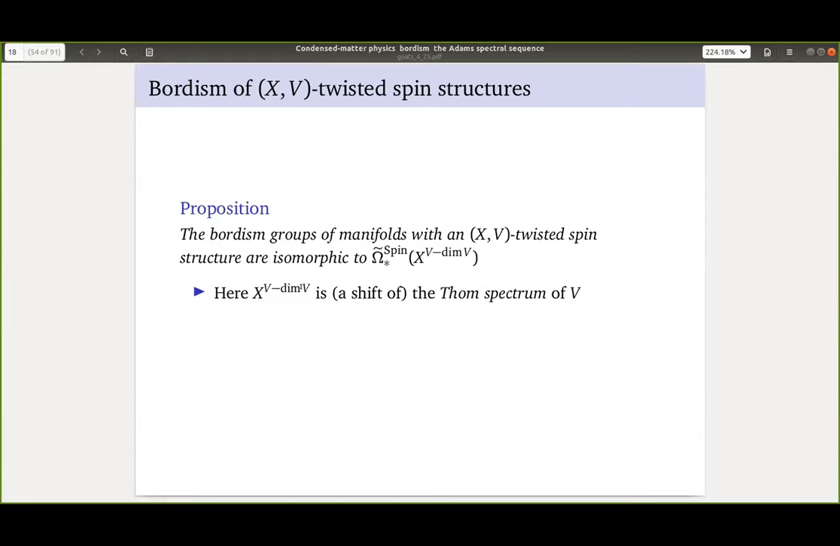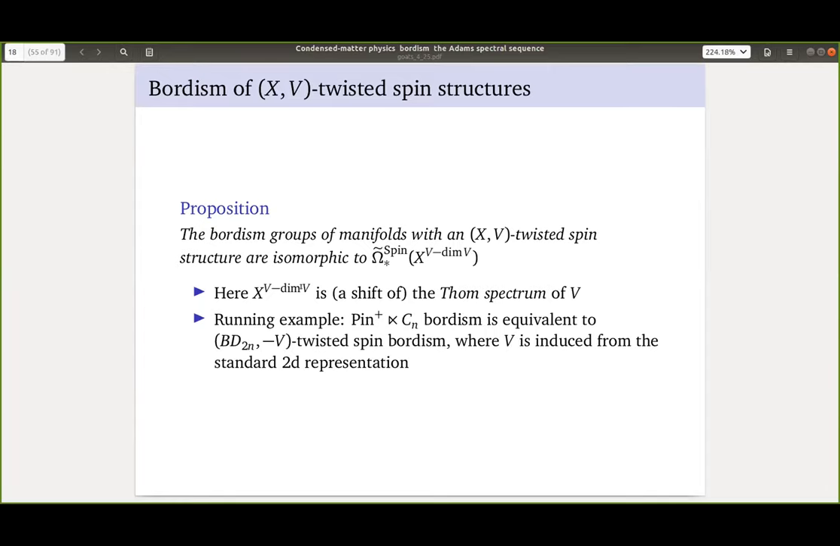I'm not going to define Tom spectra. If you've heard of a Tom space, and if you've heard of a spectrum in homotopy theory, then this is a spectrum built out of Tom spaces. If you've not, then the point is that Tom spectra are nice spectra from the lens of algebraic topology, in that it's possible to understand both their cohomology and sometimes, with a lot of work, their homotopy groups. So the fact that they have something to say about Bordism is, again, quite fortunate.